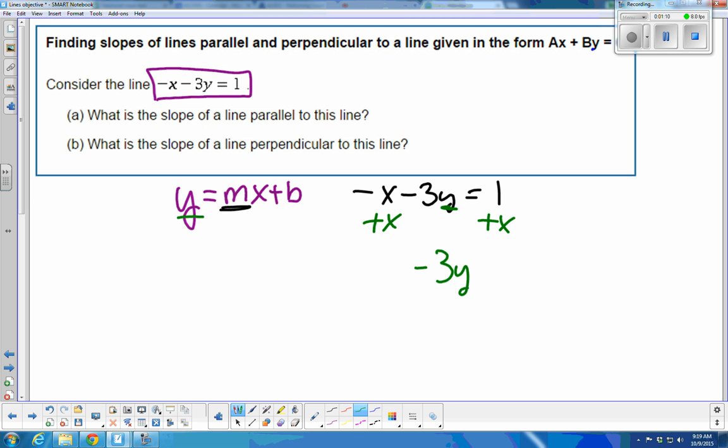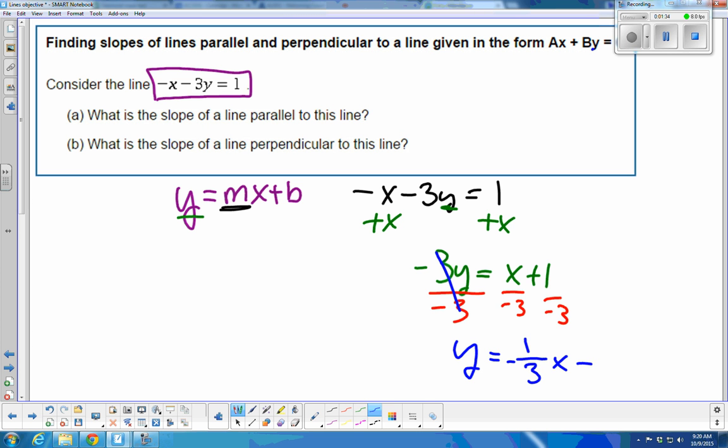The next step is I got to get that 3 out of there. So I'm going to divide by negative 3 everywhere. Okay, divide everybody by negative 3. So you'll notice that these 3s cancel, leaving me with y equals negative 1/3 x minus 1/3. Okay? Because there's really a 1 here. You don't see it, but there's a 1 there. Okay, so I'm in y equals mx plus b form, right?